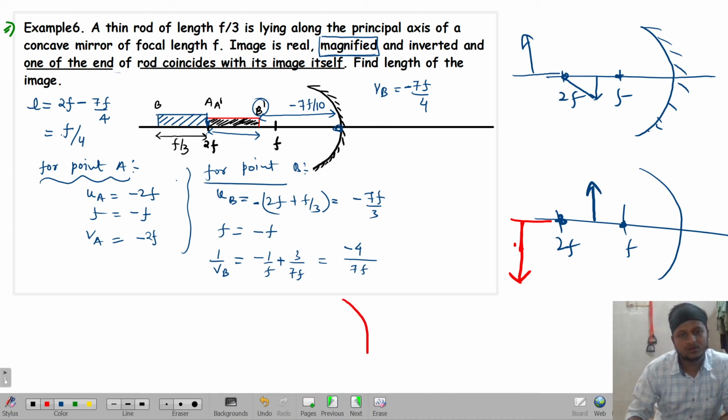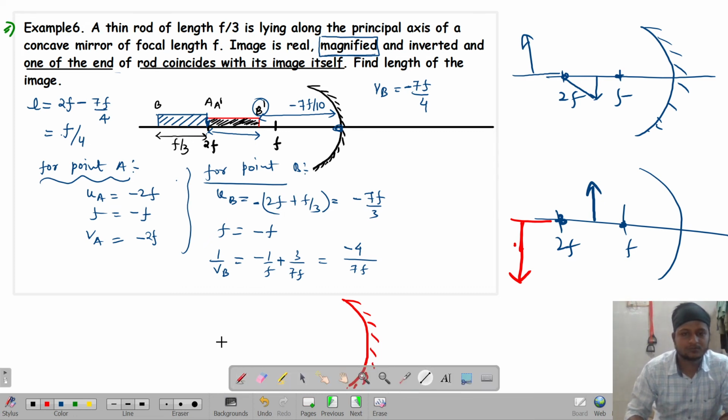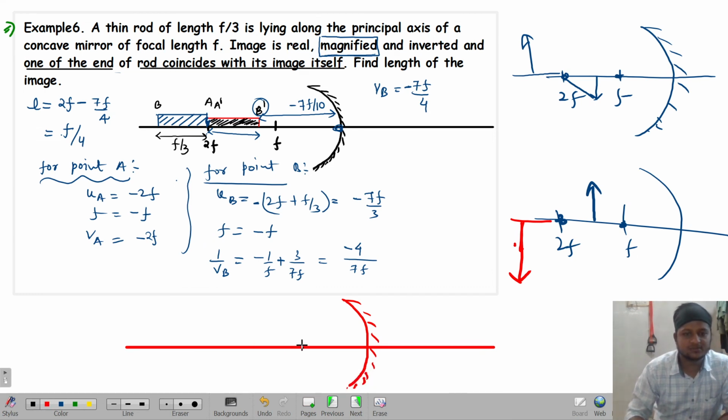They have the concave mirror, and this is my principal axis. Now this is my focal length f, this is my 2f. I placed my rod over here like this way, which has length f by 3. Got it or not, Gagan? Anuj?